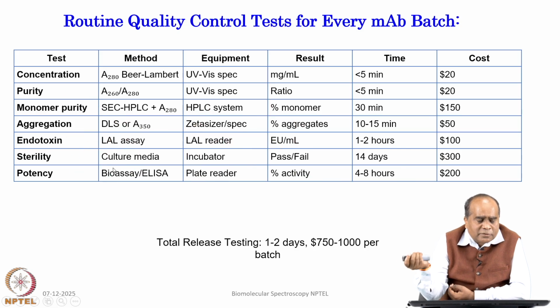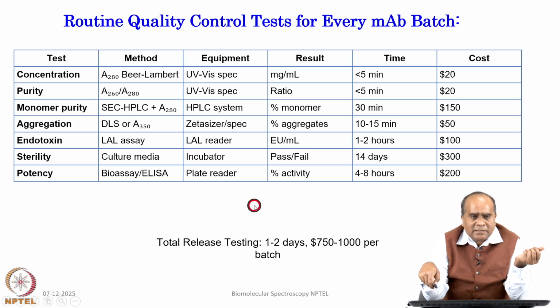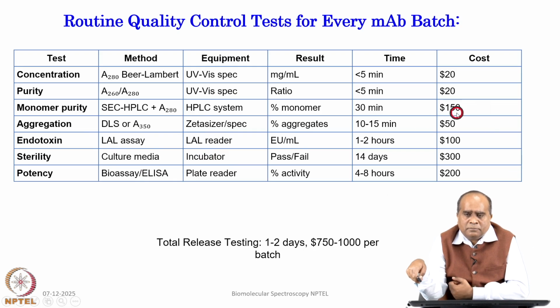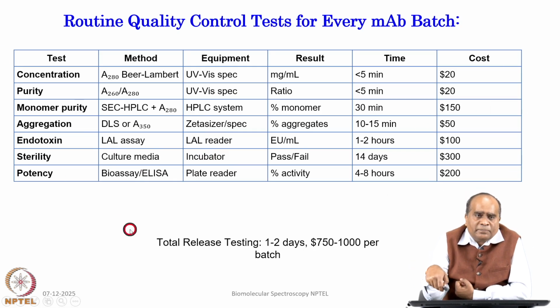And finally comes whether the drug is potent or not. So, you have to do a bioassay, that means binding to the receptor analysis, that can be done by ELISA and plate reader. This also takes some money. So, these are some of the routine quality control tests you can do for a therapeutic antibody, and you can do total release testing in 1 to 2 days for $1000 or something per batch.